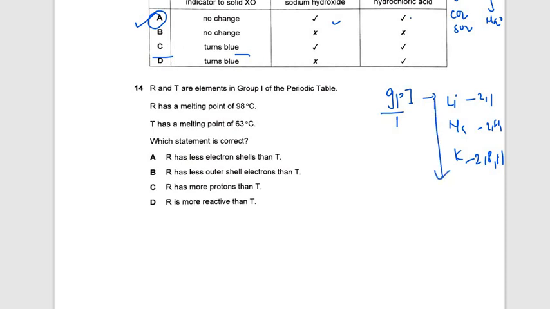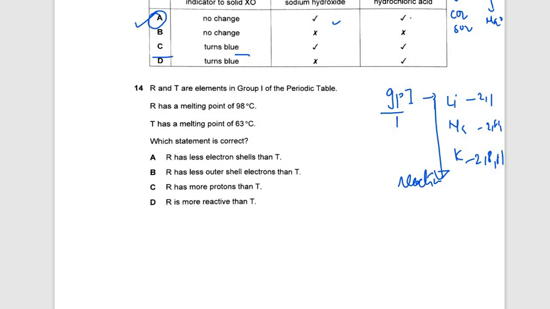As you go down, what happens? Reactivity will increase. Why is it increased? Because the outer shell electron is going away from the nucleus, and this electron can easily go off. So reactivity depends on how you can lose the electron, how you can gain the electron. Okay, now which statement is correct?